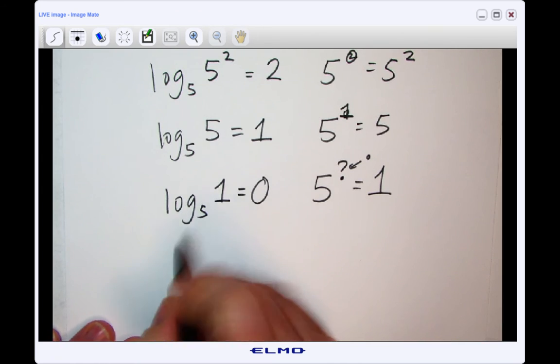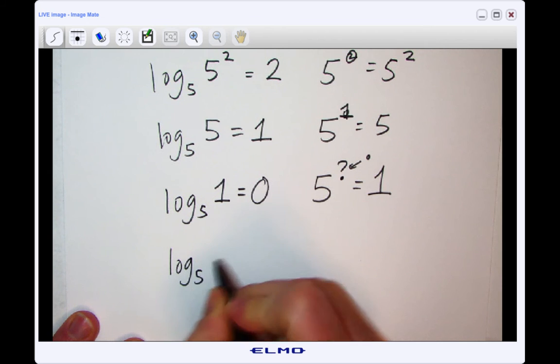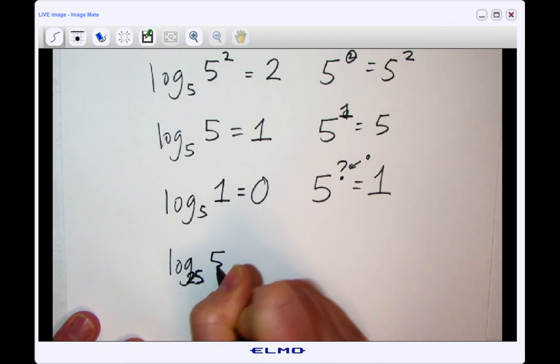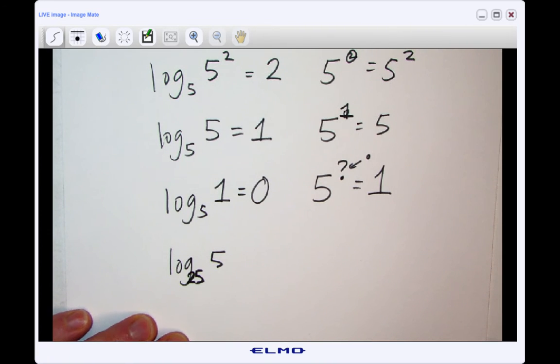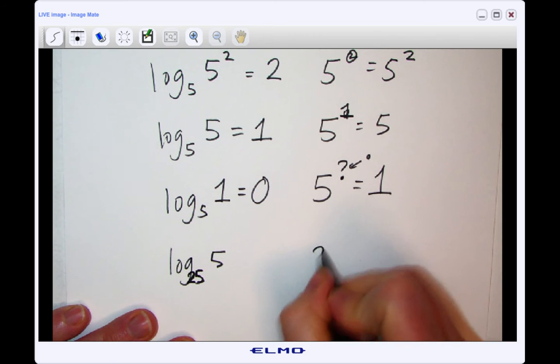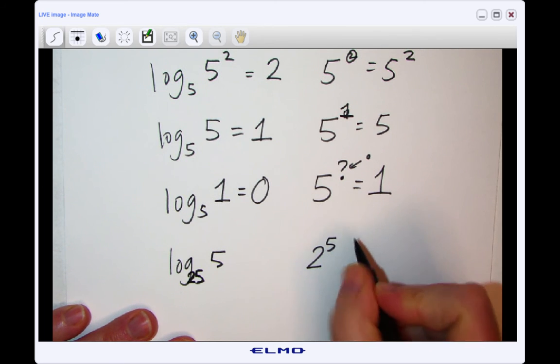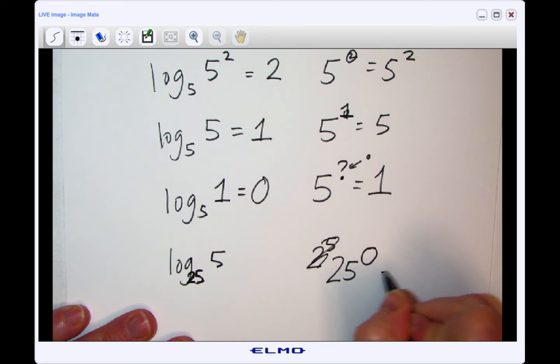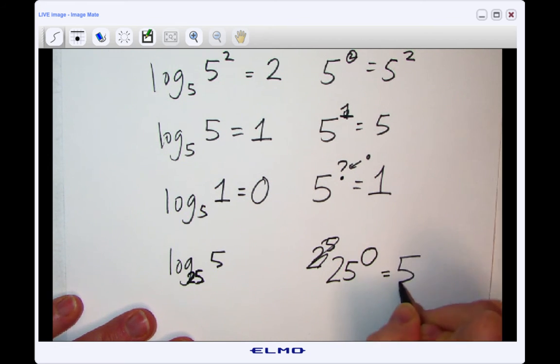All right, one more. Let's switch it up. Let's do log base 25 of 5. Here, I switched it around this time. So what does this one say? This one says that my base is 25. Let's write it like this. 25 to the what has to equal 5?